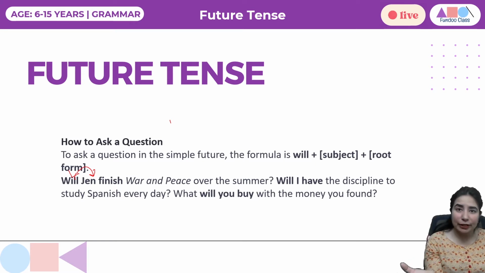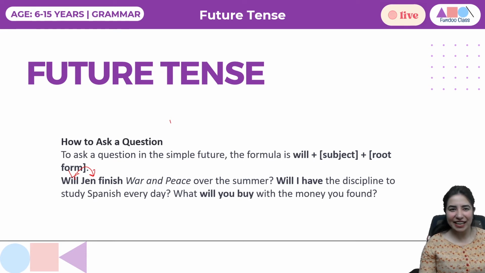What will you buy with the money you found, right? So all these are questions placed in the future tense. So I'm sure you're clear. Another 30 seconds to note it down, and then we'll proceed.